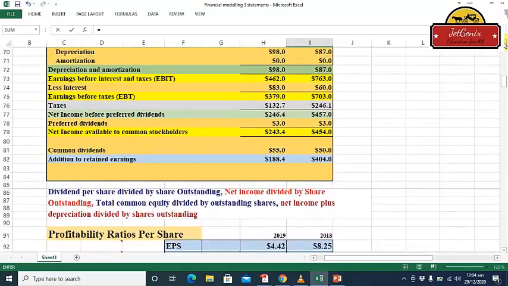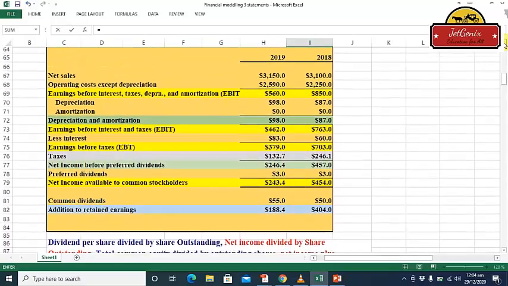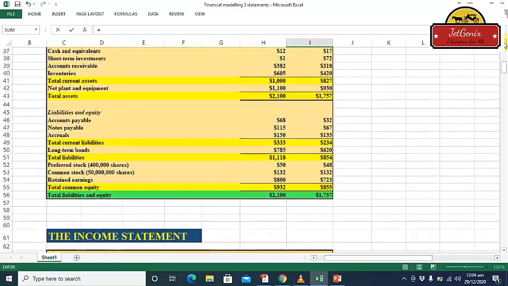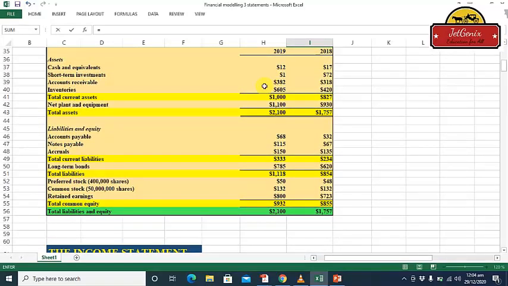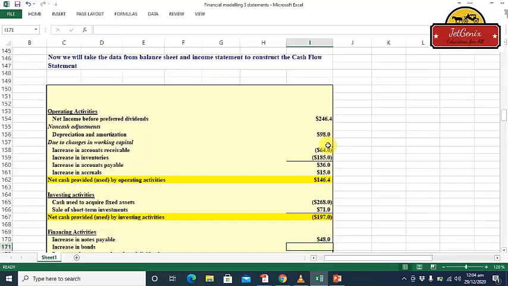Here we have the notes payable of 2019 minus 2018. Just press enter. So the increase in notes payable is 48, and this is a positive cash flow, because from the notes payable we have collected a certain amount of money.